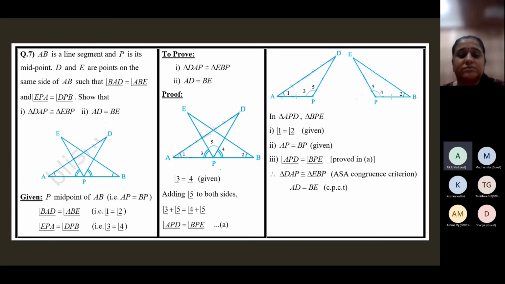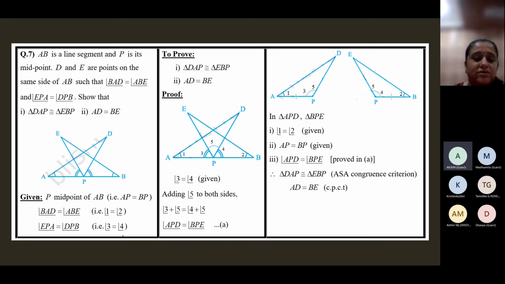You're right so far, except that we cannot use the word bisects. Yes, ma'am. Angle APD is equal to angle 3 plus angle 5, and angle BPE is equal to angle 4 plus angle 5. So angle APD is equal to angle BPE. It's proven, ma'am.